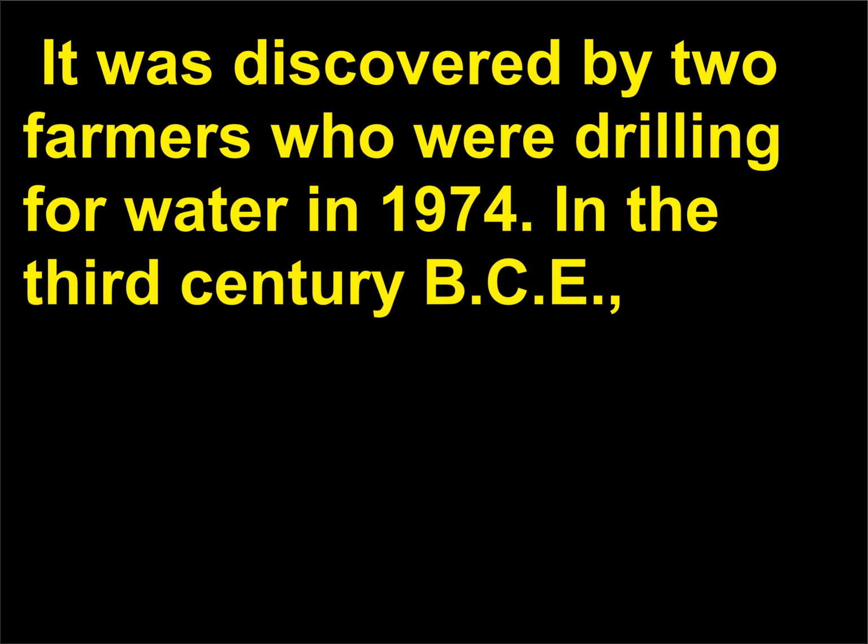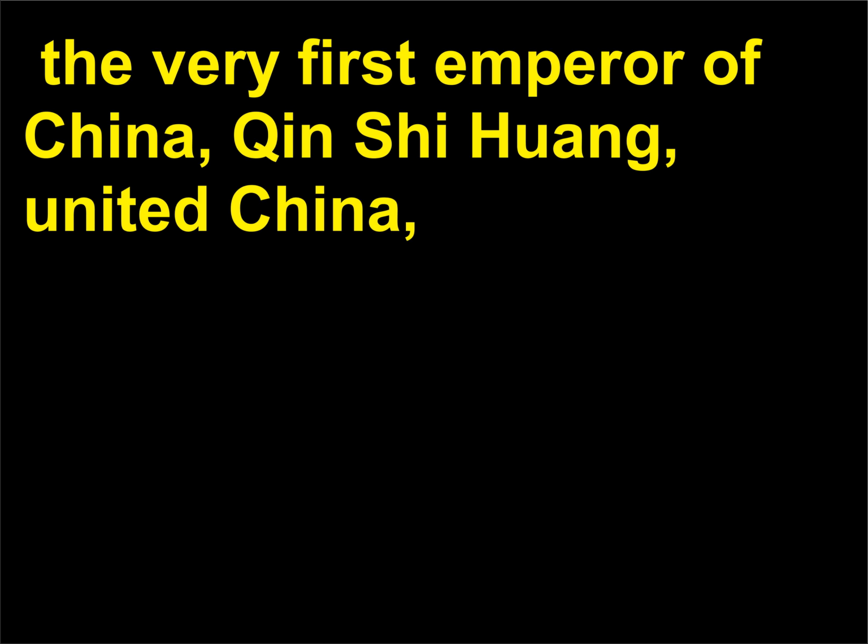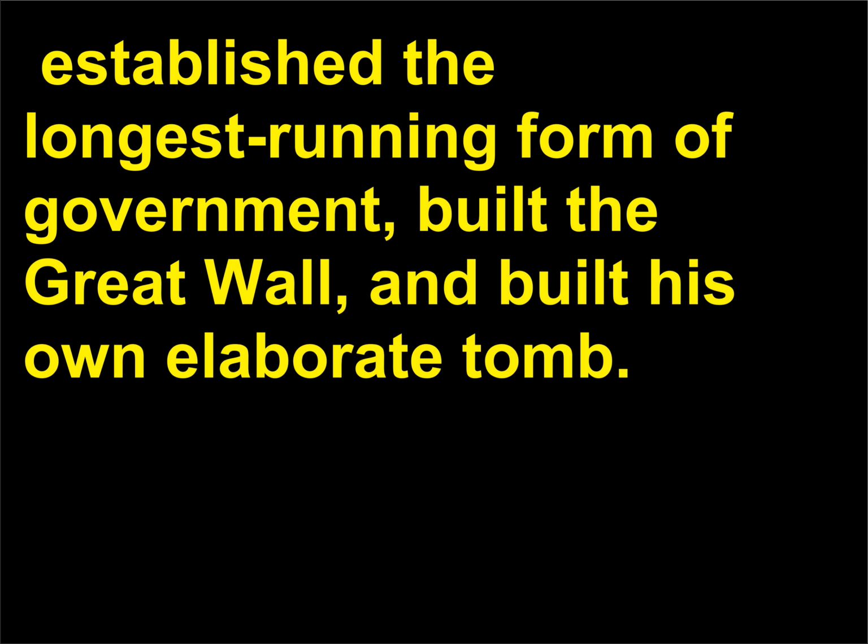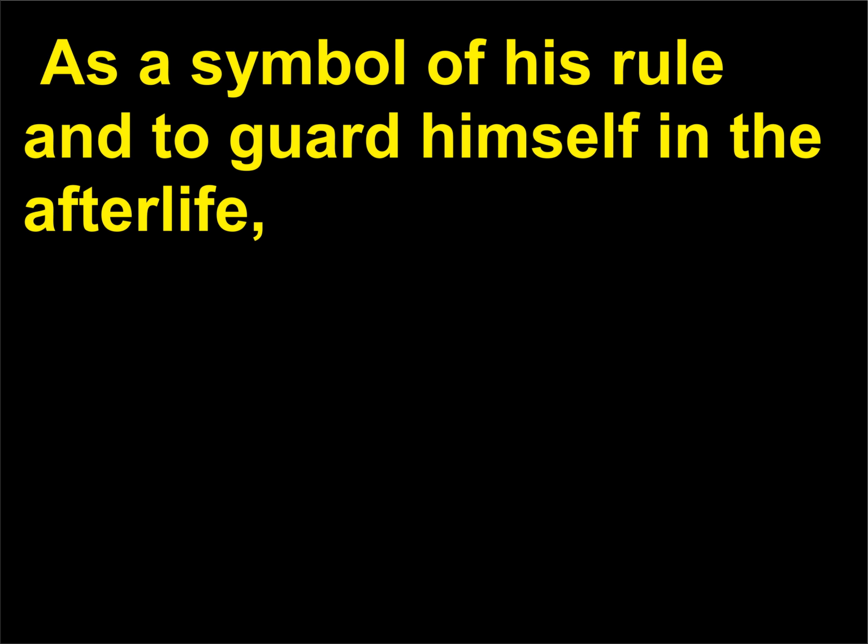In the 3rd century BCE, the very first emperor of China, Qin Shi Huang, united China. He established the longest-running form of government, built the Great Wall, and built his own elaborate tomb as a symbol of his rule and to guard himself in the afterlife.